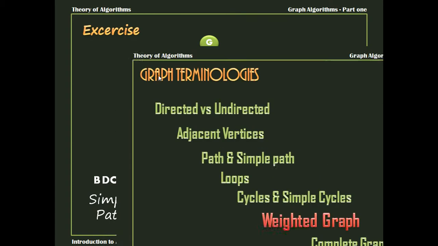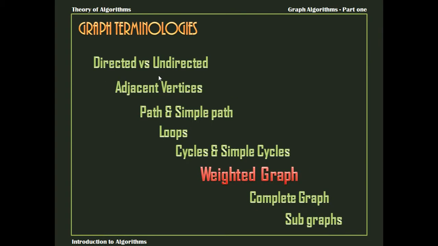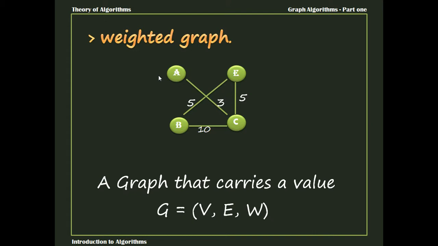Now we will move to weighted graphs. A weighted graph is any graph that carries a value. G consists of vertices, edges and weight. This number may indicate distance, and nodes represent cities for example.